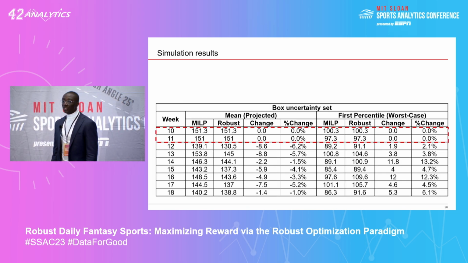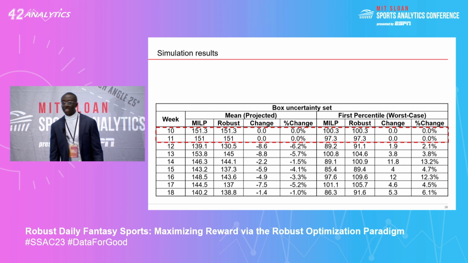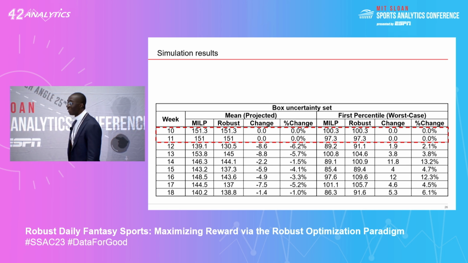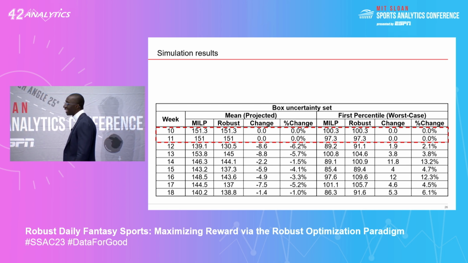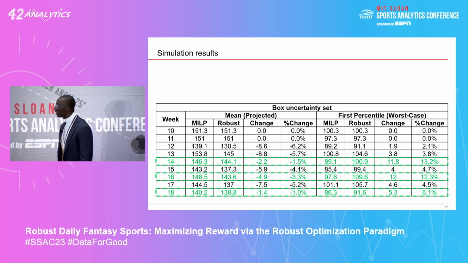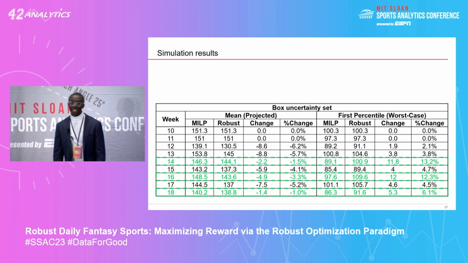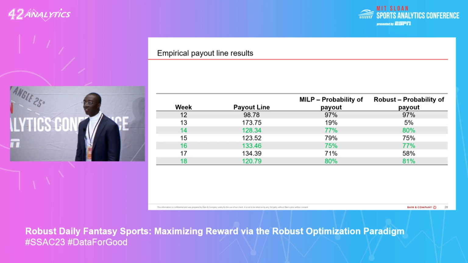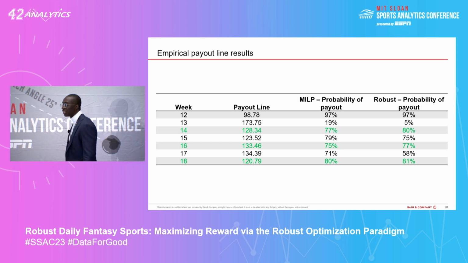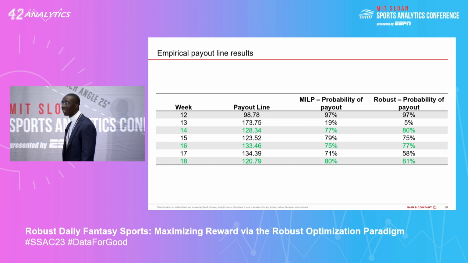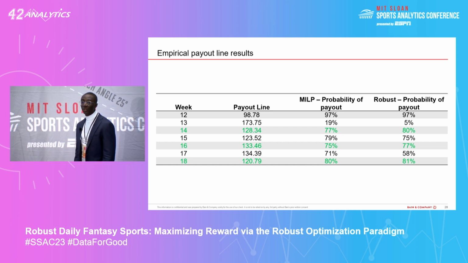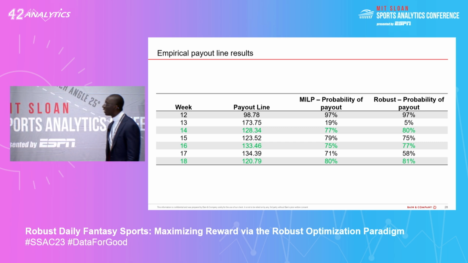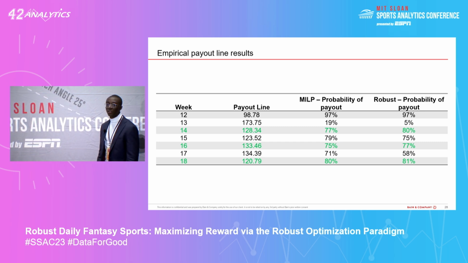And what I found was for some weeks, the worst case scenario wasn't improved by all that much, which can happen depending on projections and who's playing in that particular week. But for some weeks, the worst case scenario was significantly improved. And given the distributions of the basic strategy and the robust strategy and payout lines from DraftKings, I found that for the weeks where the worst case scenario is significantly improved, it is improved enough that you should have gone with the robust strategy over the basic strategy.